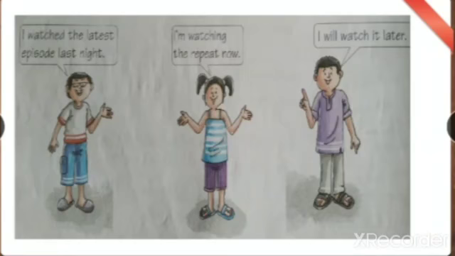Now, what is the next one saying? I'm watching the repeat now. So, it might be the repeat telecast now. So, the second child is saying, I am watching. It means now the child is watching. Okay, the previous one watched it last night. The other one is saying, I am watching right now. Abhi dekh rahe hain. And third one says, I will watch it later.